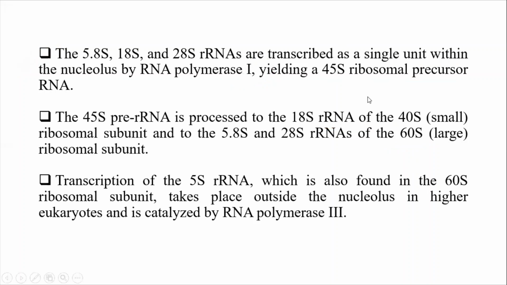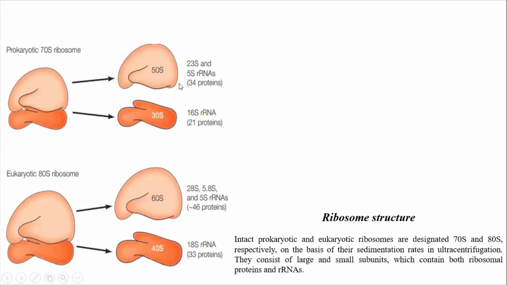Like what comes in 40S, what comes in 60S, like this. So you can just ignore the prokaryotic 70S ribosome, just concentrate on the 80S. So you know the 60S contains your 28S, 5.8S and 5S, whereas in the case of 40S you have got the 18S.